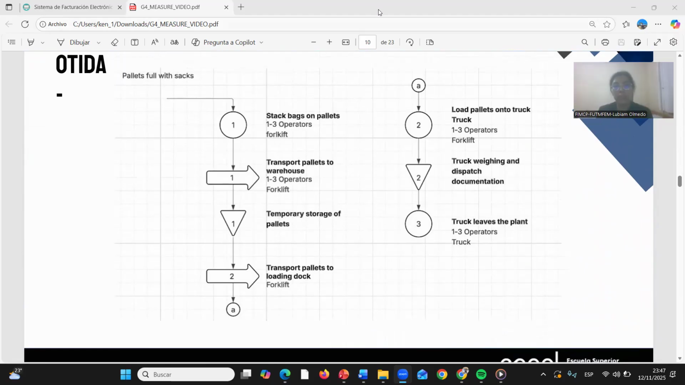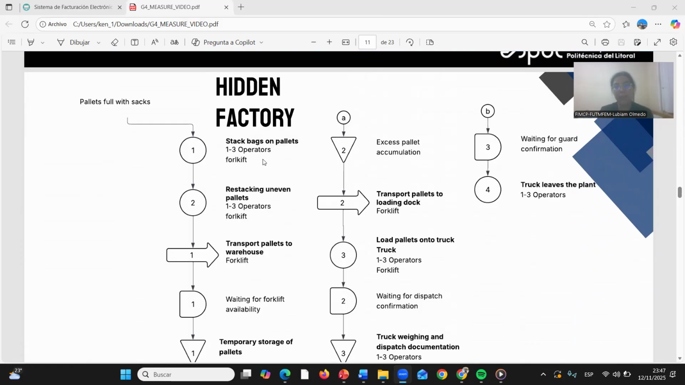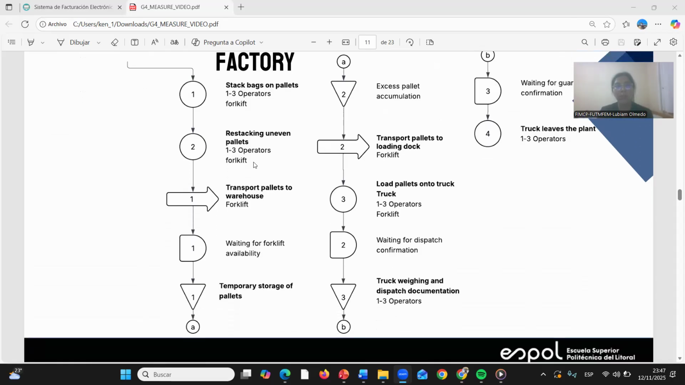This slide shows the dispatch flow of pallets full of sacks. First, the pallets start and move to the warehouse to be temporarily stored. The pallets are transported to the loading dock, loaded onto the truck, and when the dispatch documents are ready the trucks leave the plant. In the hidden factory analysis, we identify activities that consume time but don't appear in the official capacity. For example, restacking pallets due to uneven palletizing and pallets waiting for a free forklift reduce the daily throughput and contribute to the 22% productivity gap.